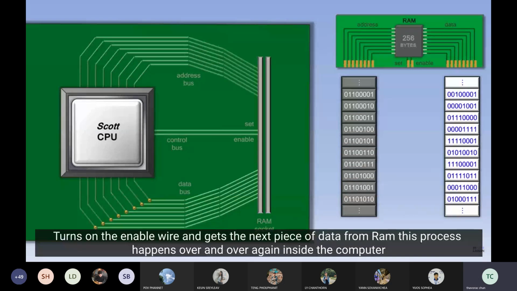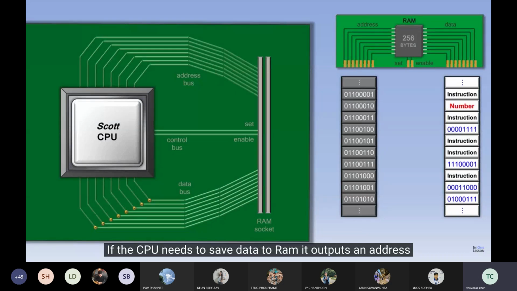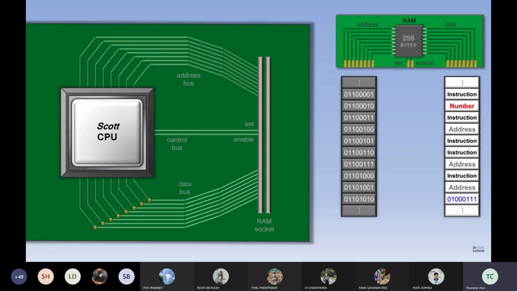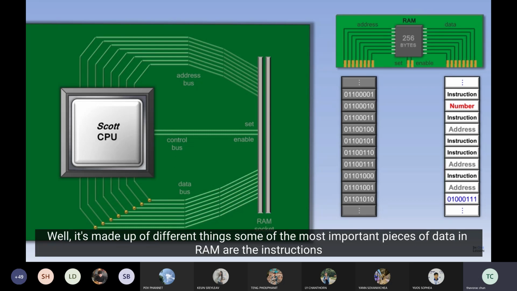Some of the most important pieces of data in RAM are the instructions. Instructions just tell the CPU to do different things. There are also numbers inside that data. These are numbers that you might want to add together, compare, or simply process in some way. Another thing, and this is kind of weird, that is in the data is addresses. At particular memory addresses in RAM, the data itself is also an address.